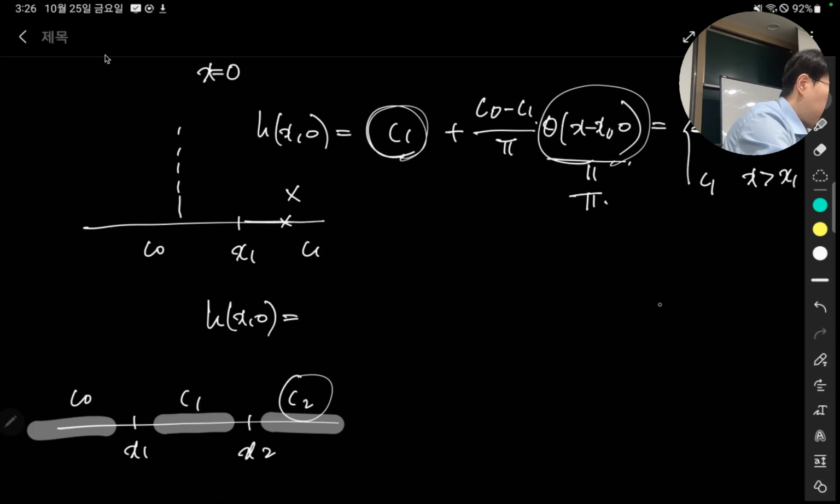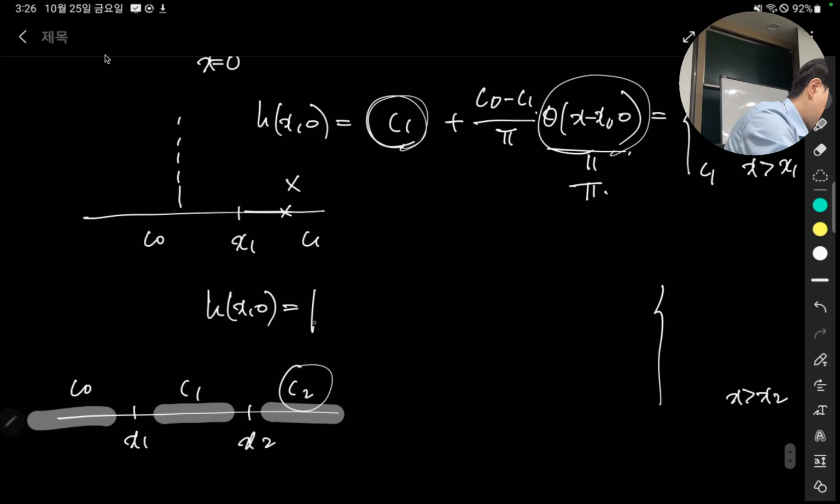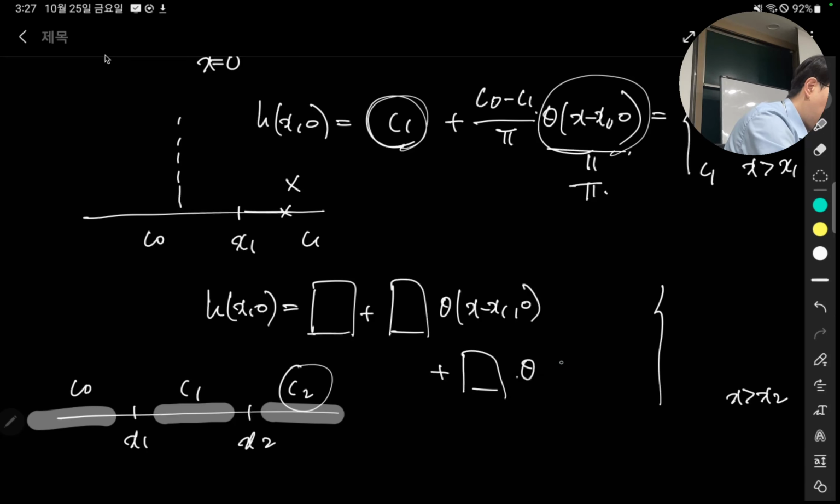That's the biggest part. So we have x bigger than x2. So I need to have a theta function, something going on plus something going on, times theta of x minus x0, x1 here, and something times theta of x minus x2, 0 equals to c2, c1, c0, and x1, x2, and bigger than, less than x1.